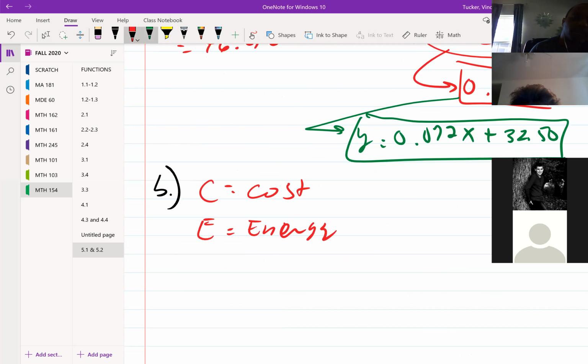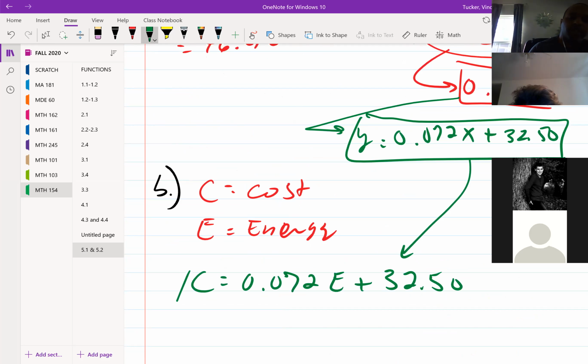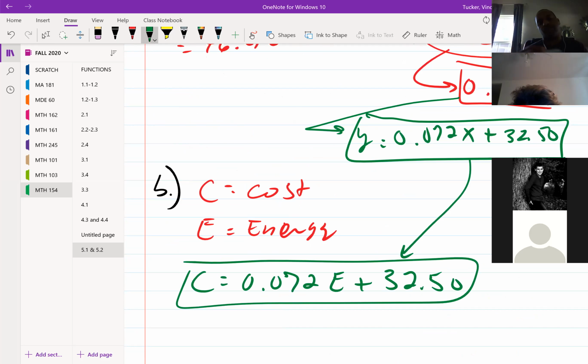So that would be C is equal to 0.072 E plus that 32.5. So it's the exact same thing. It's just that they changed the variables. If we wanted, we could start off with those variables.